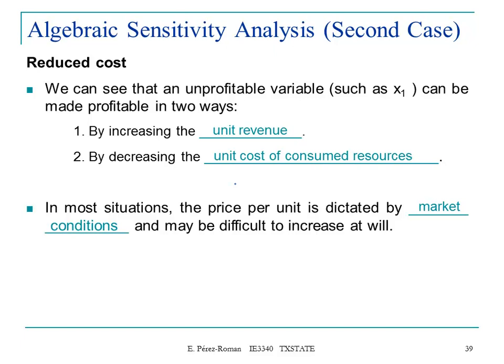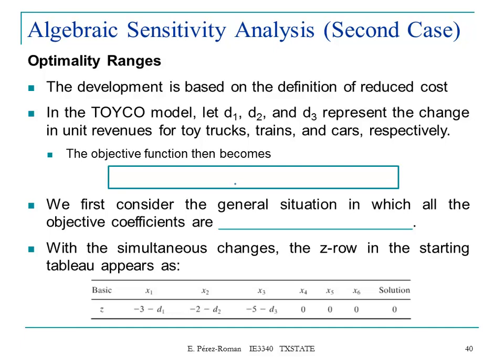You can see, for instance, why you are not producing a particular product. The objective function of the optimal tableau can tell you it is because you are losing money by producing that particular product. Now, we can define optimality range. So the development is based on the definition of the reduced cost. Now we're going to look at those ranges for the optimal solution.